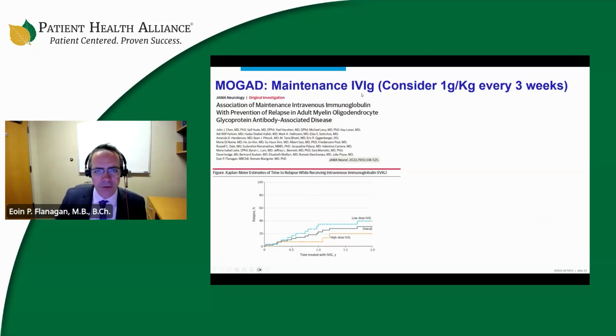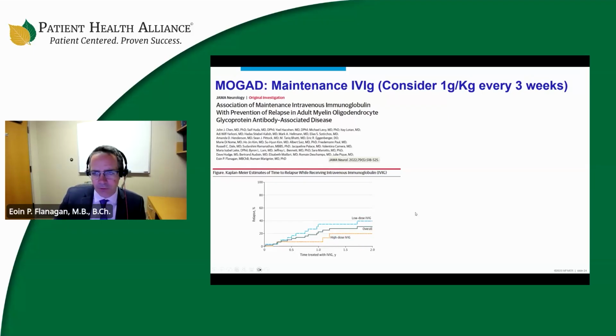IVIG, as I mentioned earlier, is a medication that will neutralize your bad antibodies. And this was a study led by John Chen, the Mayo Clinic in Neuro-Ophthalmology, and Romain Marignier at Lyon. And they looked at IVIG as an attack prevention treatment, and they pooled all their patients. This is an observational study, not a clinical trial. But it seemed like after patients went on IVIG, particularly more than 1 gram per kilogram, or what we call high-dose IVIG, more than 1 gram per kilogram once a month, that those patients had a lower risk of relapse.